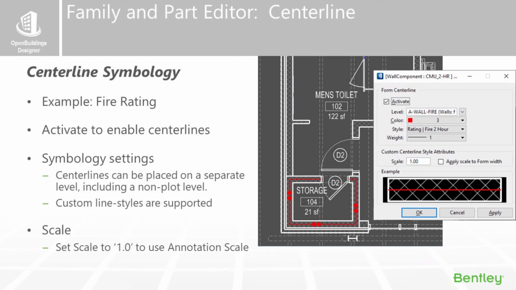So there's symbology settings for custom line styles. So you'll see here the preview, you're picking a custom line style. And then there's some tweaking for setting the annotation scale for that to work, as you see in this image. There's a couple different ways you can address the scale, because custom line styles are affected by what we call the line style scale. So, for instance, in this example, in the family and part editor, the scale is set to 1.